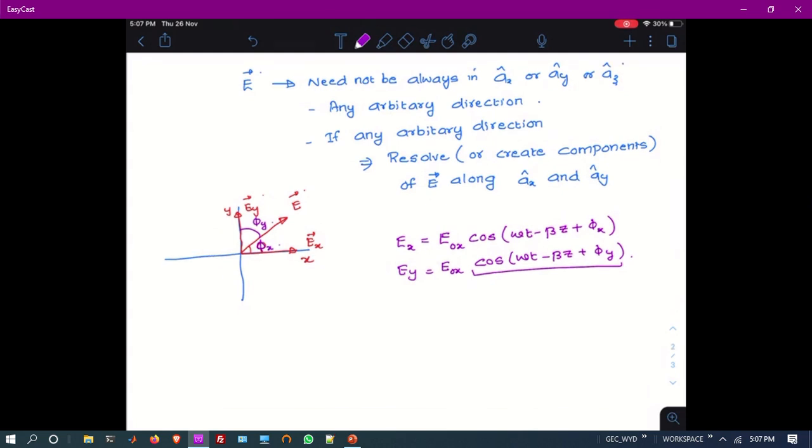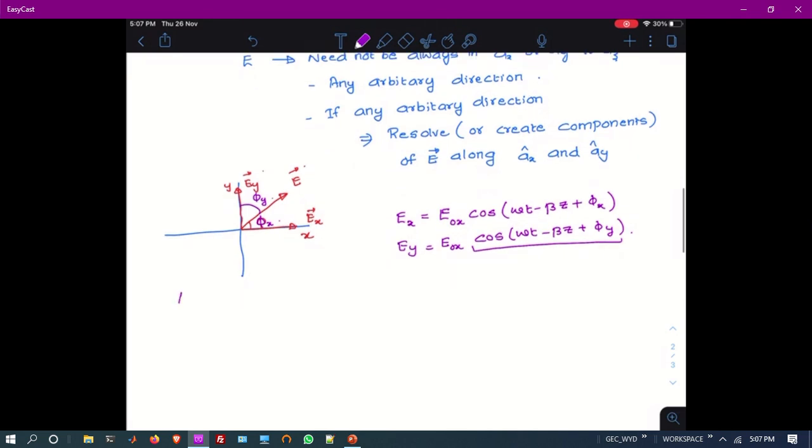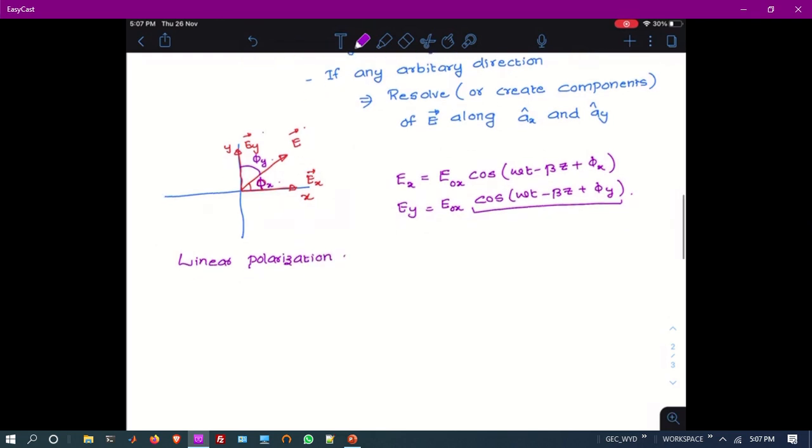Now for linear polarization, the condition is one. Sorry, I made a mistake here. This is Ey, E0y. E0x should be equal to E0y. The magnitude of the electric field components along x and y should be the same.